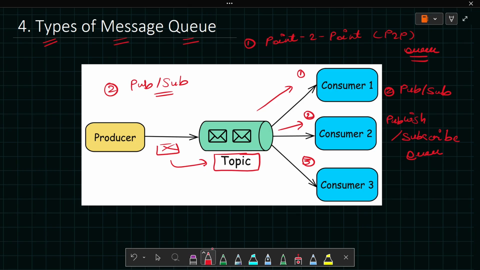It is used for broadcasting a message to multiple consumers, such as in a notification system. Recently the war is going on between USA and Iran. So even if there is a single producer, which is a broadcast channel, it is going to send the message to the topic and broadcast it to the multiple consumers. So multiple consumers are getting the same message with the help of a topic.